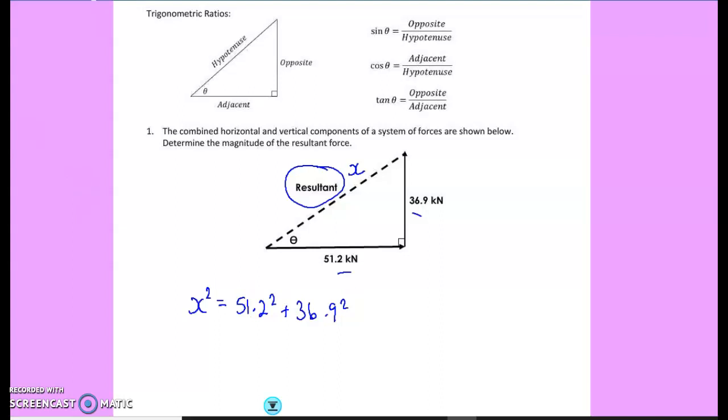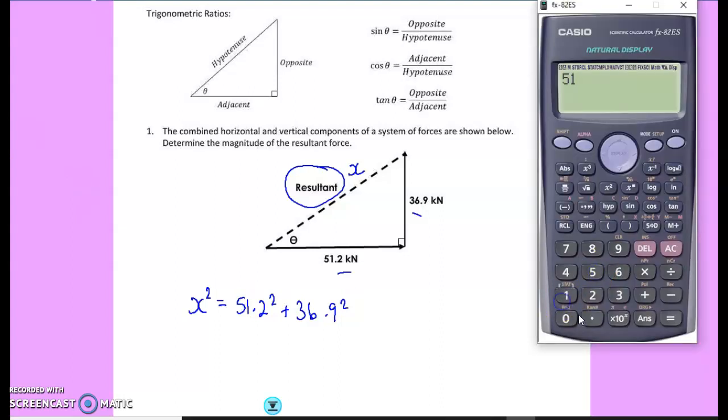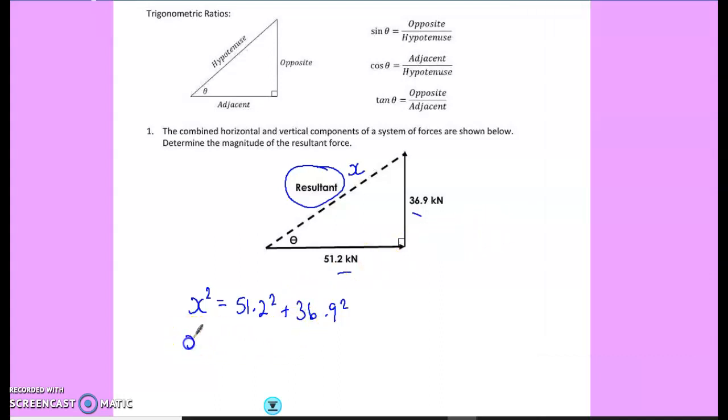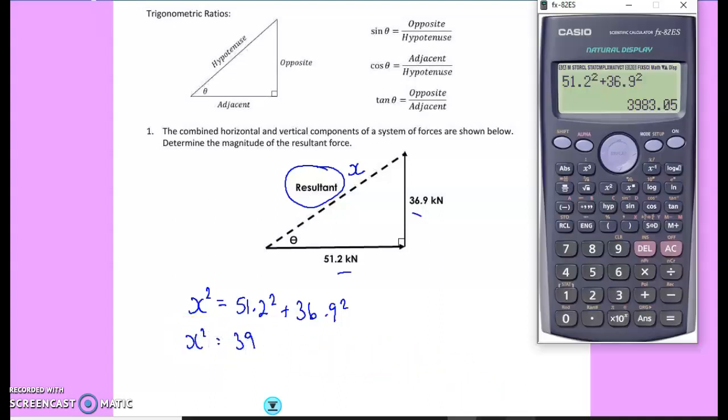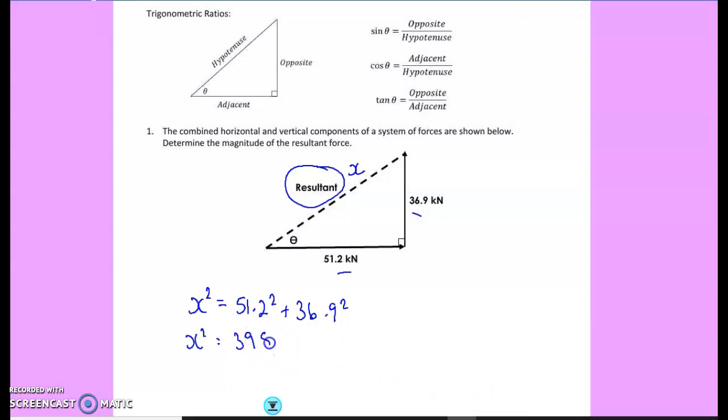Let's get a calculator. It's 51.2 squared plus 36.9 squared. That is 3,983.05. I've forgotten it already. 3,983.05. That gives me the resultant squared.